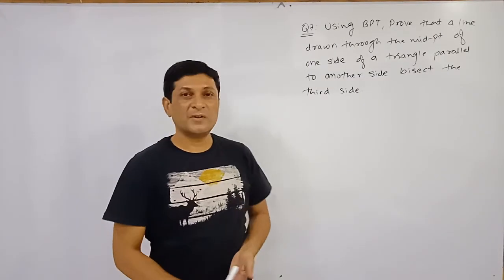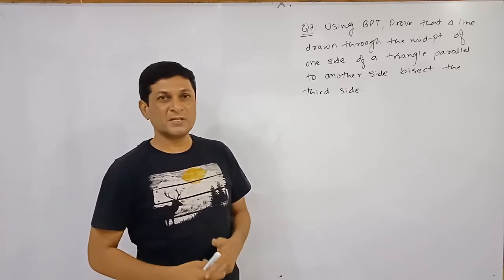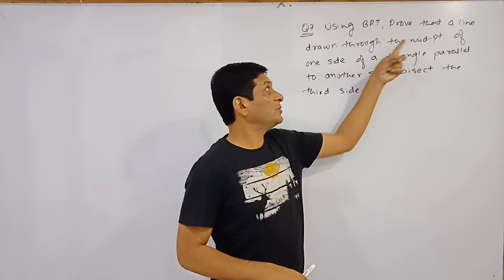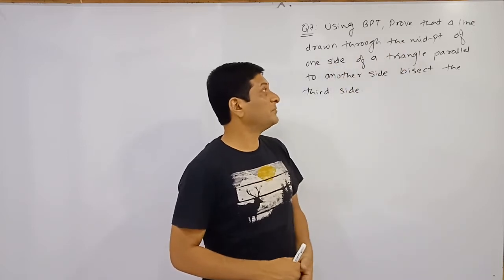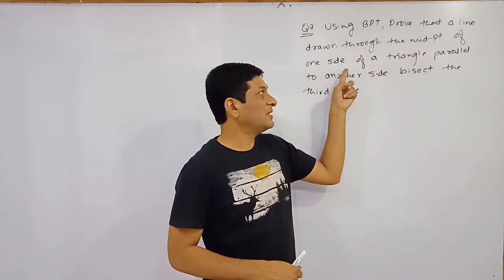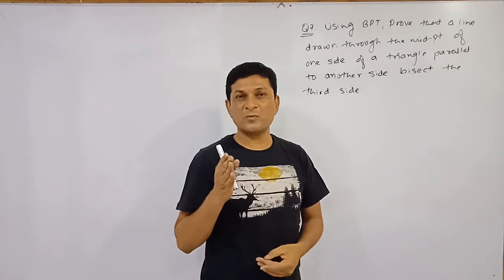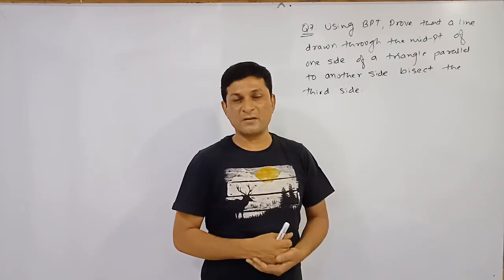So now we are solving question number 7. Observe the given condition in question number 7. Using BPT, prove that a line drawn through the midpoint of one side of a triangle parallel to the other side bisects the third side. This is nothing but one of the theorems which you have proved in 9th standard also.